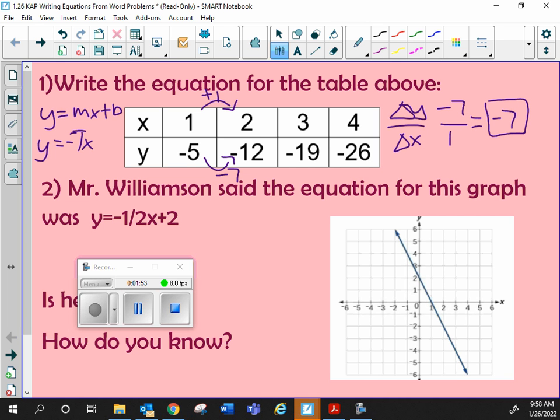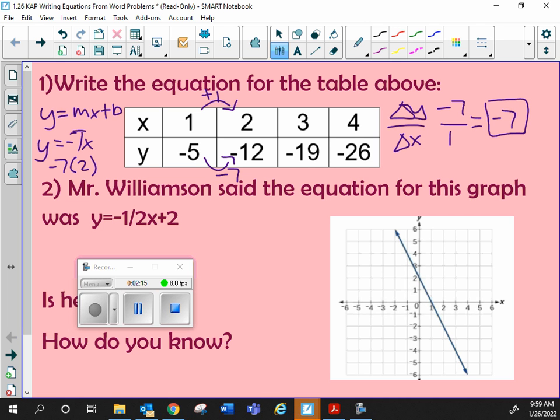Now what I can do is I can use a point and see if it works. Isabella, what point do you want to use? Doesn't matter which one, just pick one of the points. Which point do you want? Oh, no, not down there, up here. So we're going to plug in 2 and see if we get -12. So if I did -7 times 2, class, does that give me -12?